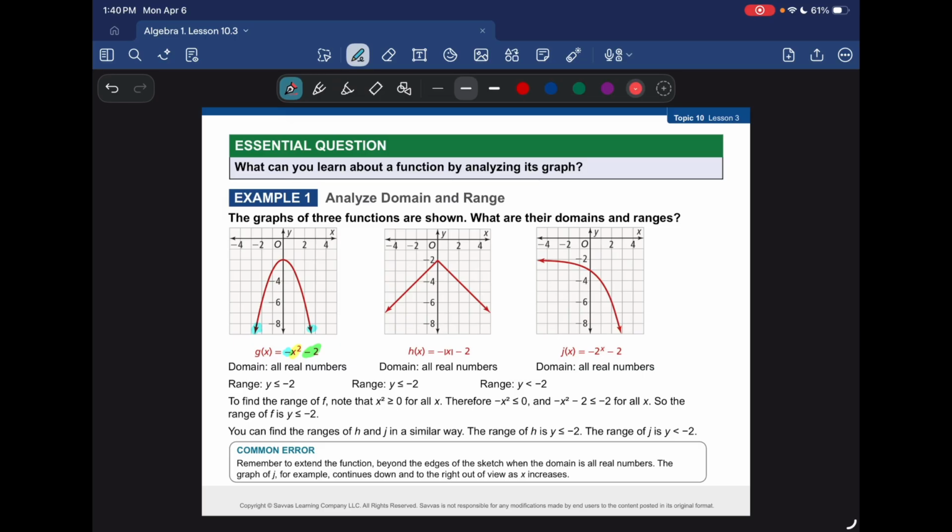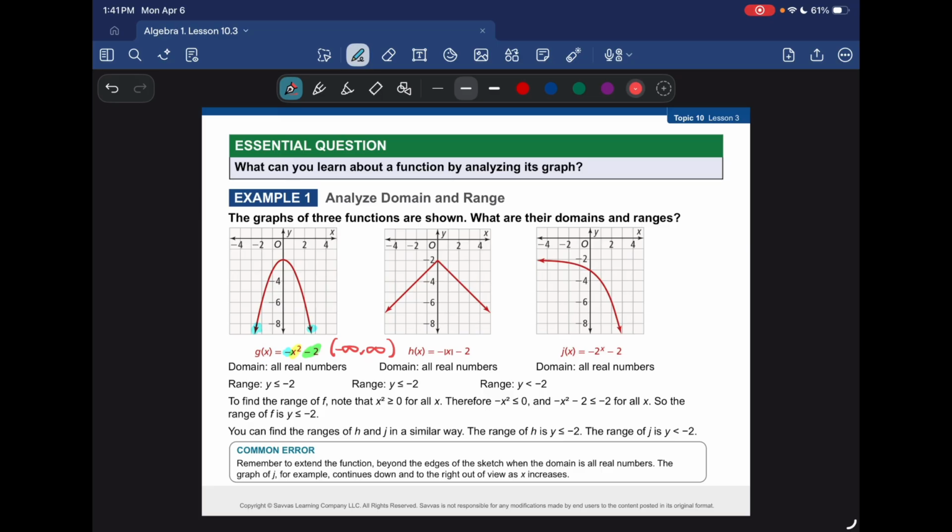And remember, you can write that using bracket notation. So we could also see it sometimes written like this for domain: from negative infinity to positive infinity, and it's a curved parenthesis because we cannot include the number infinity. It would be a square bracket if we could include that value.